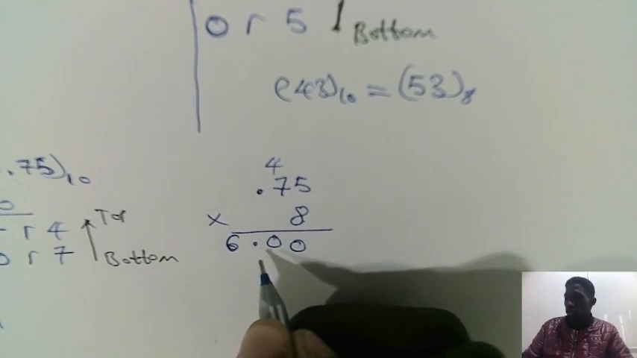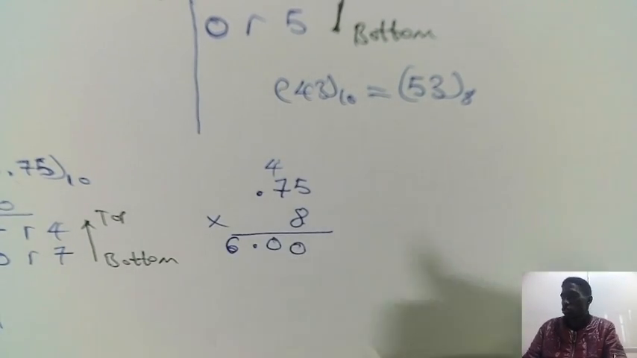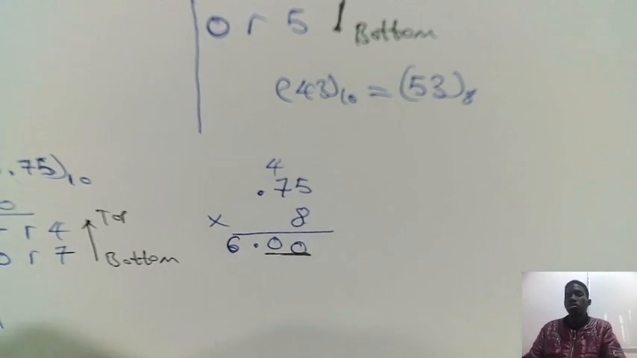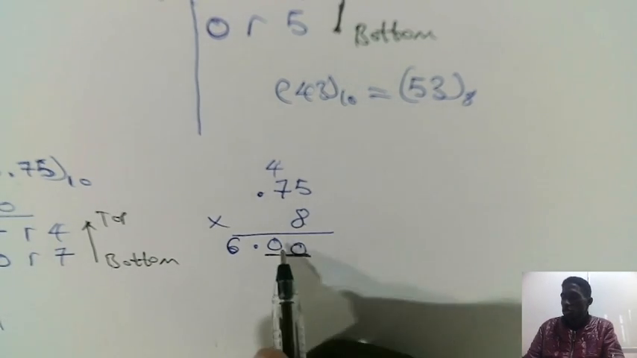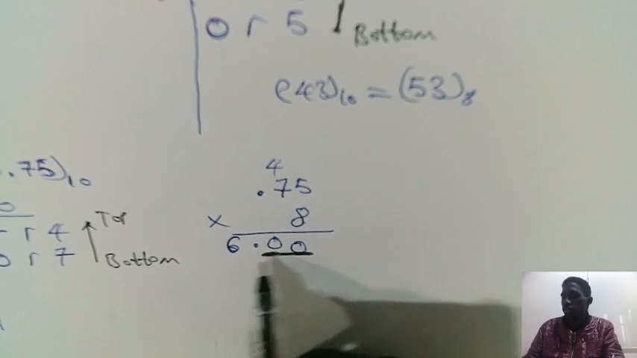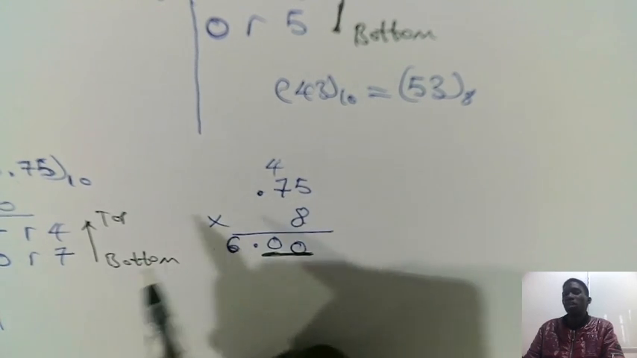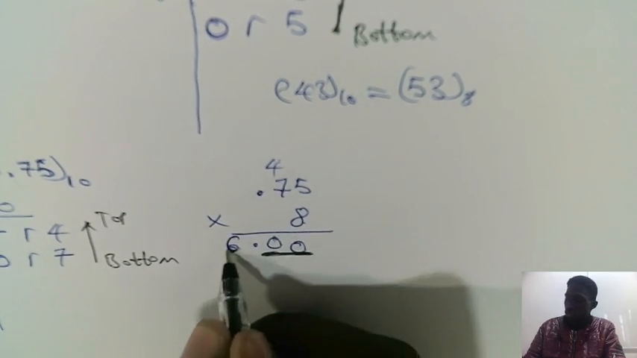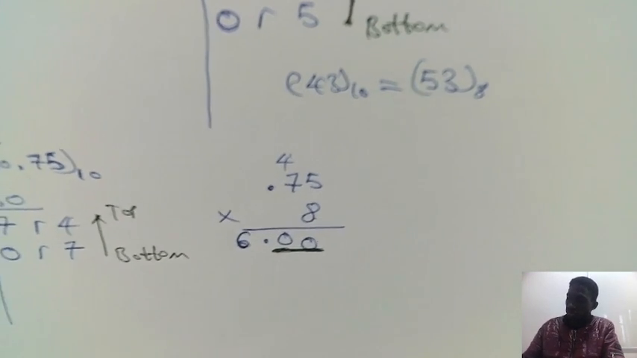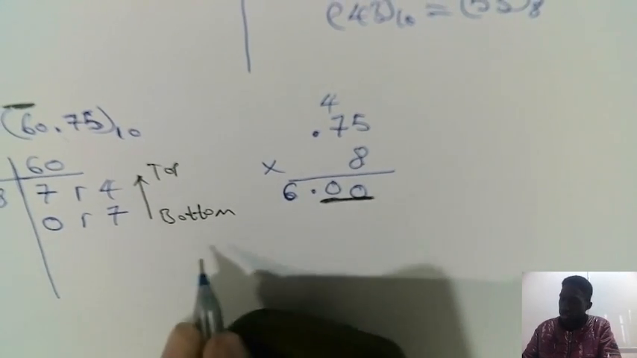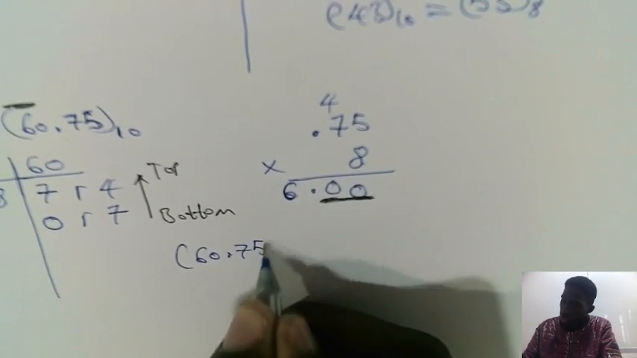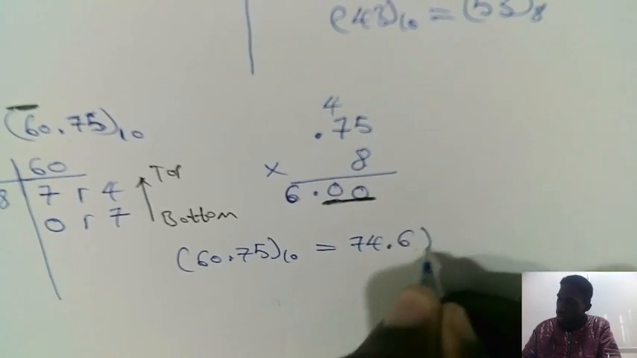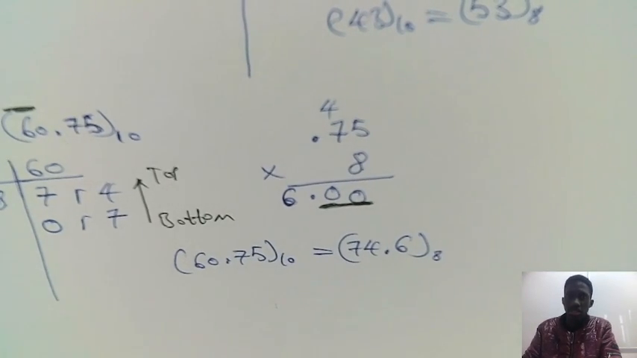As usual, we are supposed to stop when we see 0. How do we know that we have our answer? When you see 0, 0, it means that you've arrived at your answer. And so we only have one number here before the 0, 0, just one number, 6. So using that, we see that 60.75 in base 10 is equal to 74.6 in base 8.